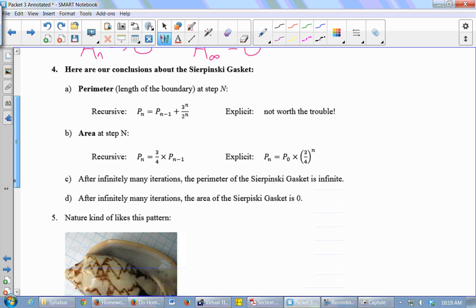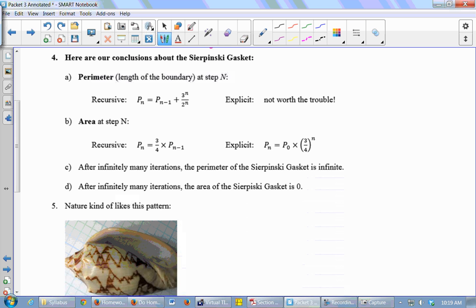All right, so here are our conclusions about the Sierpinski gasket. These are the formulas we developed today. These are also on your reference sheet that you can bring to the test. We developed a recursive formula for perimeter. And the explicit formula is definitely not worth the trouble.